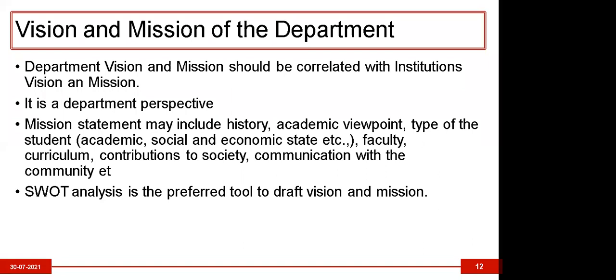And to make this happen, we are going to use the SWOT analysis, which is a preferred tool: strengths, weaknesses, opportunities, threats. With the help of the SWOT analysis, we are going to collect the strengths of the department, and we have the weaknesses. We will definitely have the opportunities and certain threats. Considering all and taking the feedback from all the stakeholders, we can start drafting our department vision and mission in line with the institution's mission and vision.